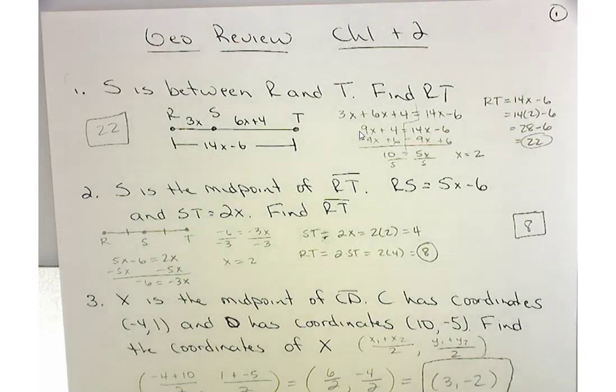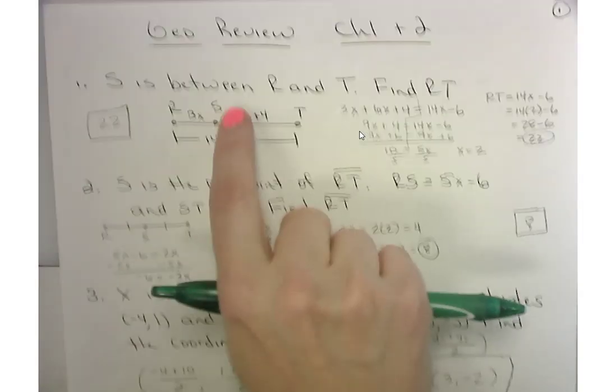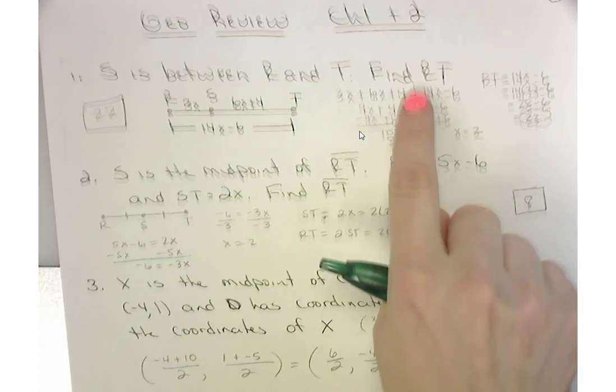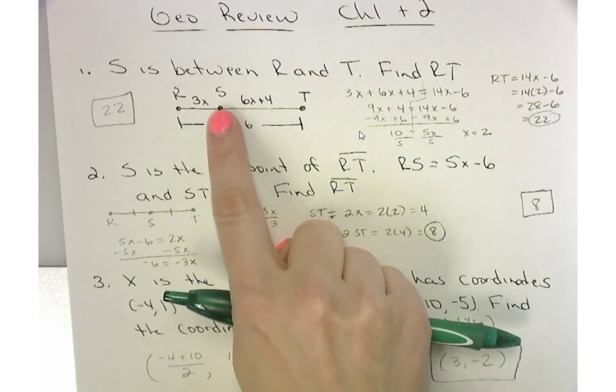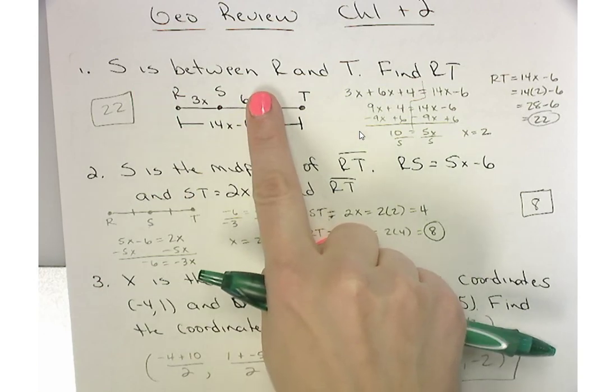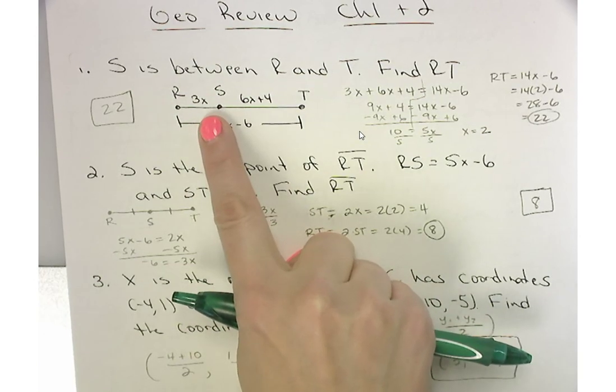All right, so we're going to start with chapter 1 and 2. So S is between R and T. You have to find RT. We do not know if these are equal because we don't know if this is a midpoint or not. It just says it's in between them. So what we have to use is the segment addition postulate.